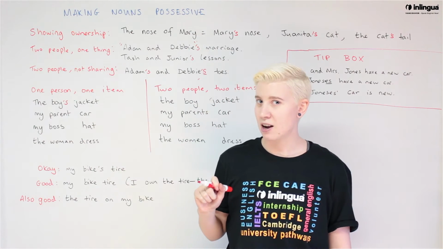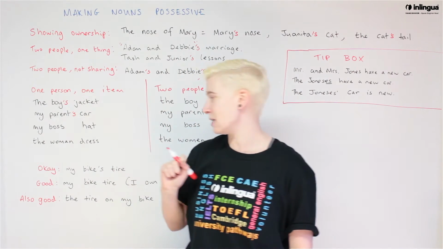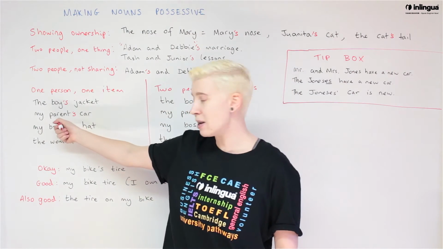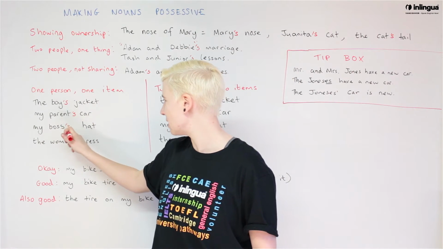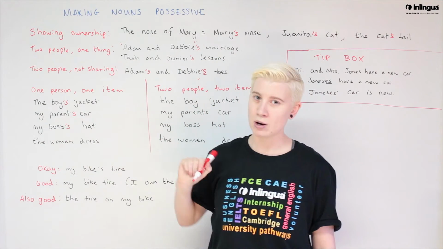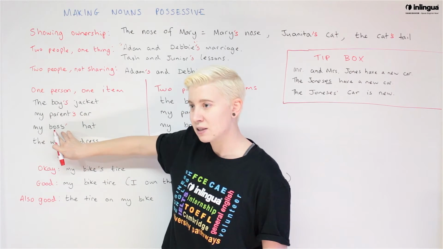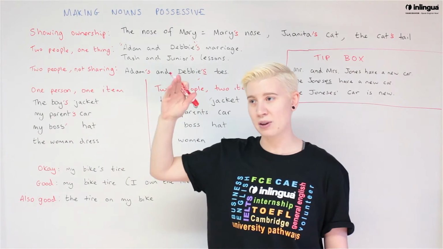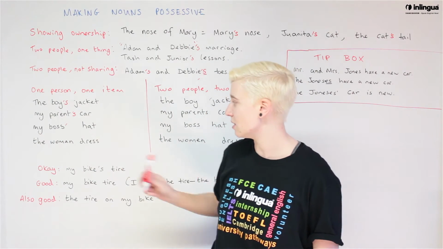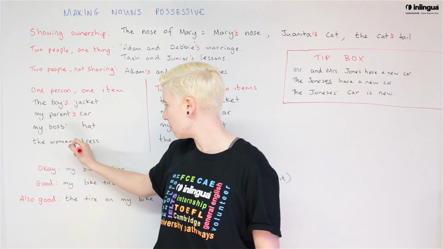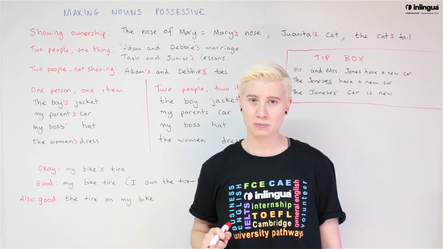My parent car. How do we make it possessive? Same again, nice and easy. My parent's car. One parent, mum or dad, one car. My boss's hat. One hat, one boss. You can also do this because it ends in an S. It's totally okay to just put an apostrophe on the outside. I prefer it like this. I think it looks better, but you can decide. The last one, the woman's dress. The dress belongs to the woman.